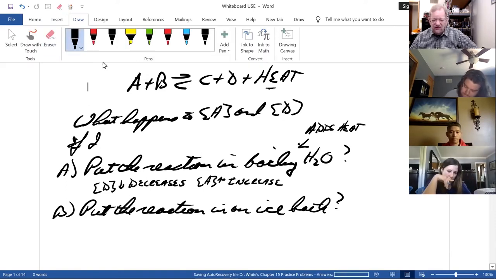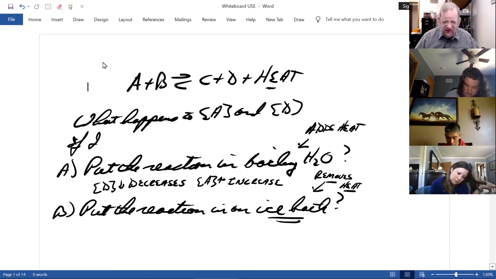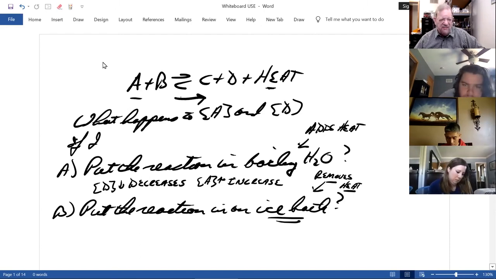Next, the ice bath removes heat. At equilibrium, there is a certain amount of heat, and we've removed some. The equilibrium says, oh no, we don't have enough heat. We need more heat. Well, how can it get more heat? Only one way: A and B react to make more heat.